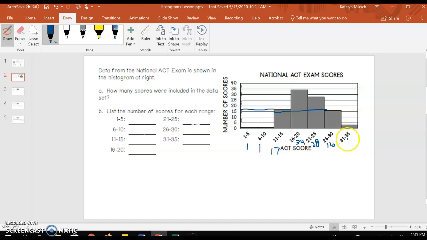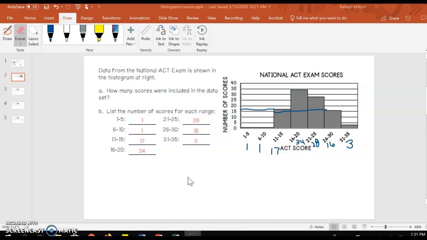And then students with those high scores, 31 to 35, it looks like it's about 2 below where 5 is. So we're going to say that's about 3 students. And then we're just going to transfer these numbers over here to show the number of students with scores in each range. Okay, and I'll just give you a minute to put that on your paper or on your scratch paper if you don't have the notes page printed.